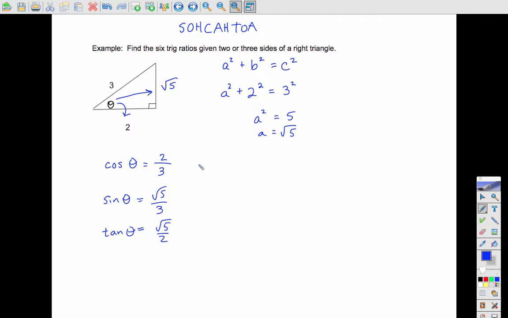Okay, and then once we have these, it's pretty quick to write down the reciprocal functions. Secant's the reciprocal of cosine. Cosecant is the reciprocal of sine. And if I wanted to clean this up, multiply by root 5 over root 5. And then the cotangent's the reciprocal of tangent. So it would be 2 over root 5, which if we rationalize the denominator, we get 2 root 5 over 5.